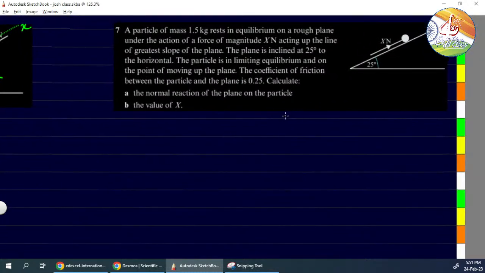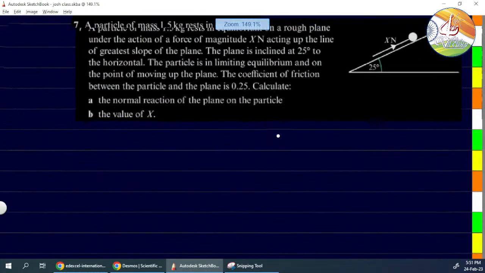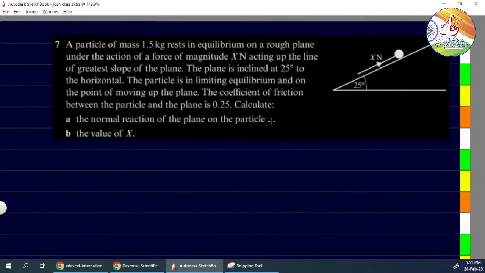So a particle of mass 1.5 kg is resting in equilibrium on a rough plane surface under the action of a force x newtons. We don't know the value of x. The force acts up the line of greatest slope of the plane. The plane is inclined at 25 degrees to the horizontal. The particle is in limiting equilibrium and on the point of moving up the plane.